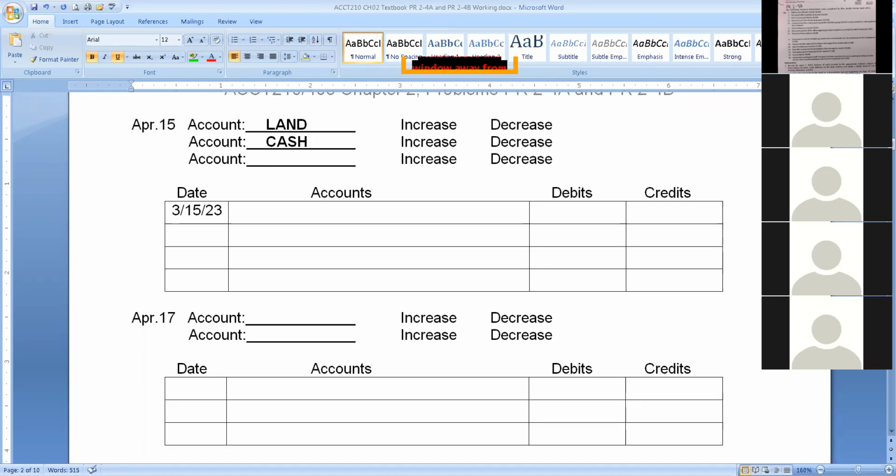So we got land for value at $200,000. We paid cash of $30,000. And then what else do we have? Would we have accounts payable? Accounts payable is fine, but probably use the notes payable just because they have that up here. The notes payable.